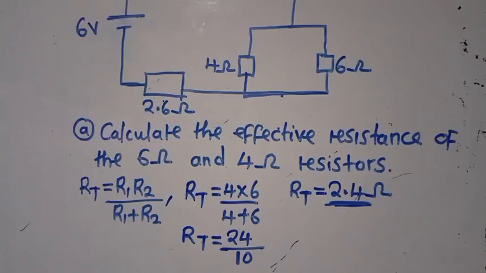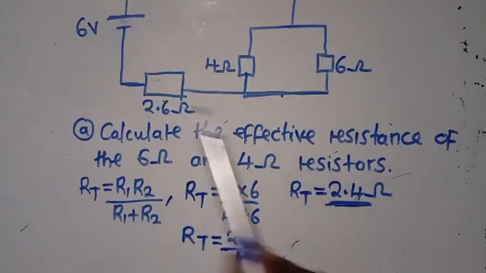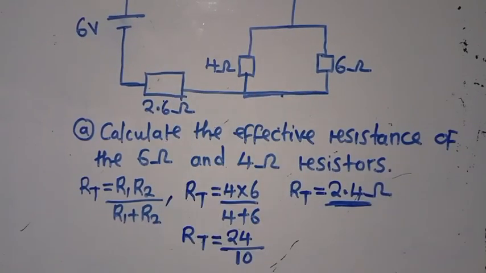What if I ask you, what is the total resistance in the circuit? Who can tell me the answer? I want to see your answers. This was just the total resistance between 4 and 6. Now, how about in the whole circuit? What is the total resistance?